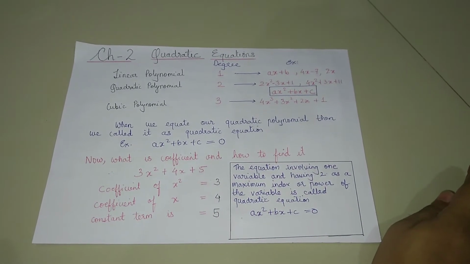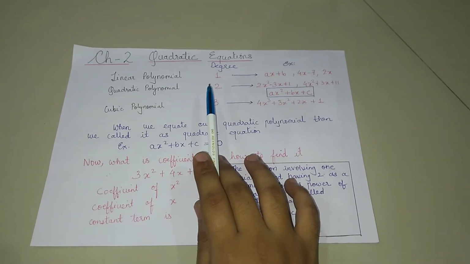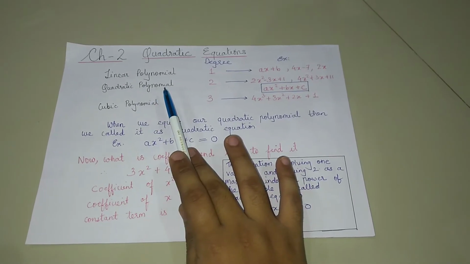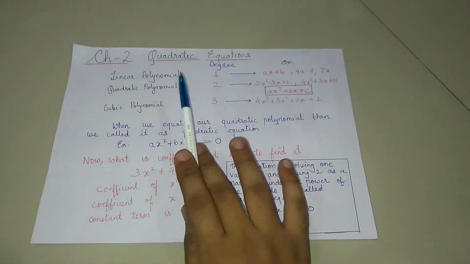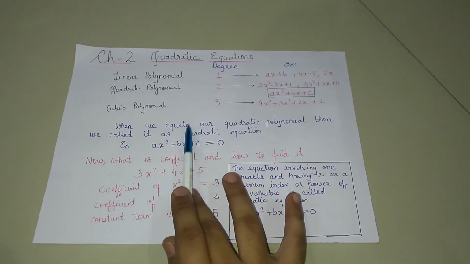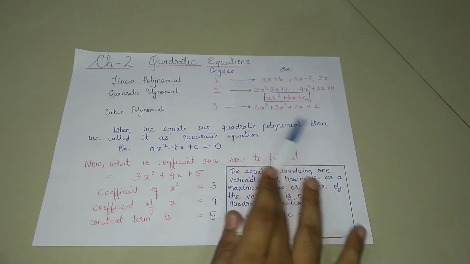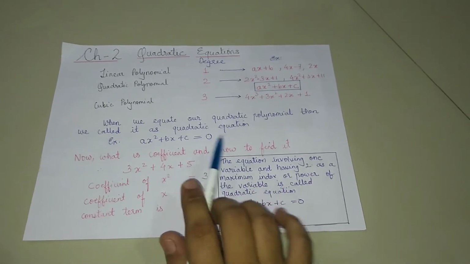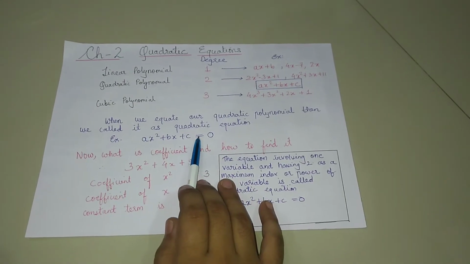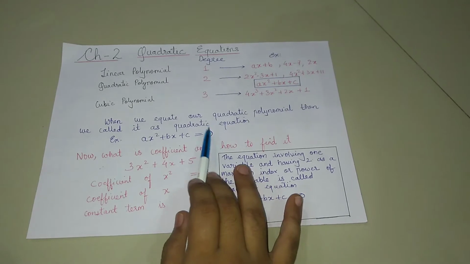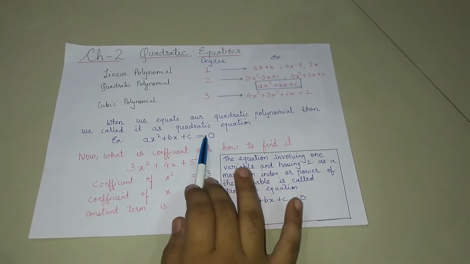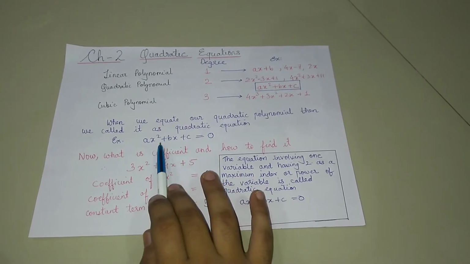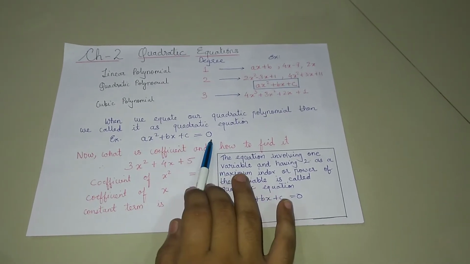Now what is the difference between a quadratic polynomial and a quadratic equation? When we equate our quadratic polynomial, then we call it a quadratic equation. Equate means what? When we equate it to some number, it is 0, it is 3, it is 4, it is 5, like this. When we equate this polynomial to a number, we call it a quadratic equation.